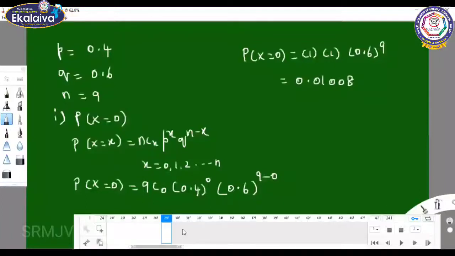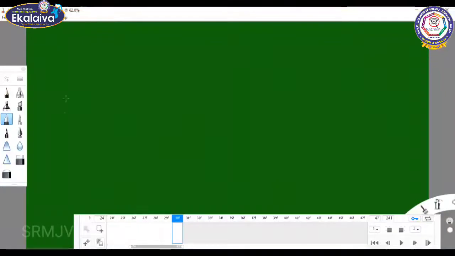0.01008. Next, move on to the second subdivision. What is the second subdivision? Second subdivision: all those selected have the newspaper reading habit. How many of the children have we selected at random? N equal to 9. So P of all those, what is the value for this? X equal to 9.